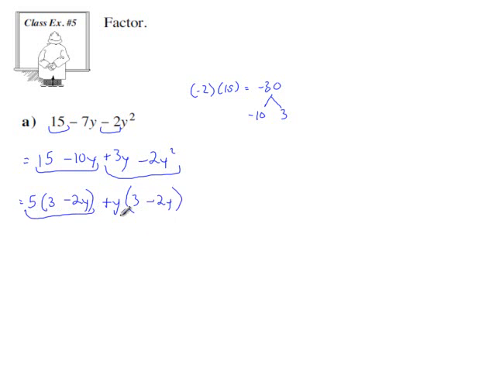So now you have two groups again, and now they have a common factor of 3 minus 2y. So take out your 3 minus 2y common factor. And what's left in the second bracket? You have a 5 and a +y. So 3 minus 2y times 5 plus y should be your final answer.